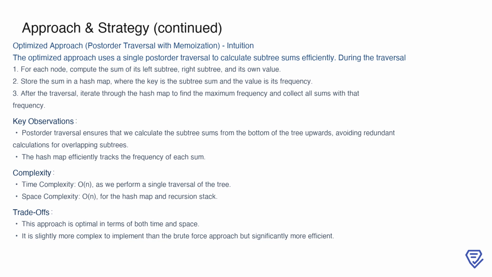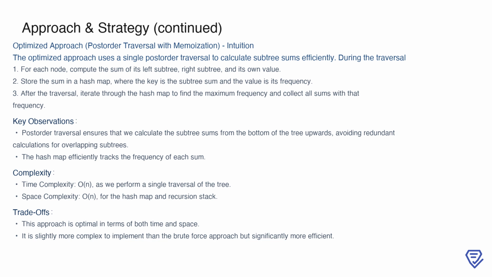This approach calculates subtree sums in a single traversal of the binary tree. Here's how it works. As we traverse the tree, for each node, we compute the sum of its left subtree, its right subtree, and its own value. The sum is then recorded in a hash map, where the key is the subtree sum and the value is the frequency of that sum. Once the traversal is complete, we can iterate through the hash map to determine the sums with the maximum frequency.